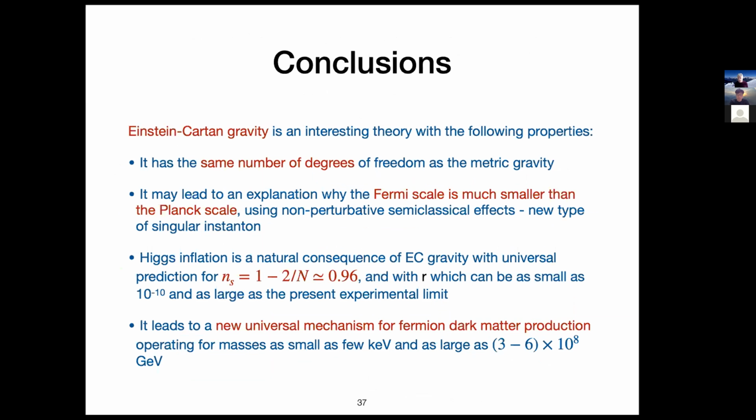And so I'm coming to my conclusions: Einstein-Cartan gravity is an interesting theory with the following properties. It has the same number of degrees of freedom as metric gravity. It may lead to an explanation why the Fermi scale is much smaller than the Planck scale. Higgs inflation is a natural consequence of EC gravity, with a universal prediction for the scalar index and with a gravitational to scale ratio which can be as large as the previous experimental limits. And it also leads to a new universal mechanism for fermion dark matter production. Thank you very much for your attention.